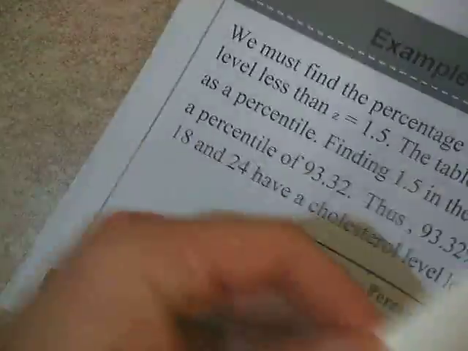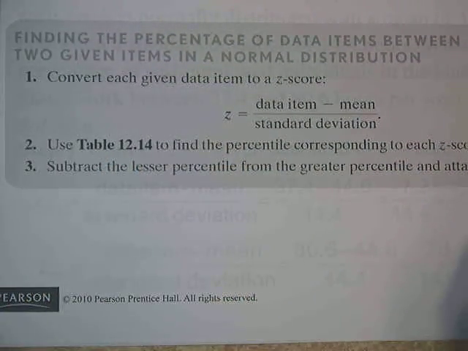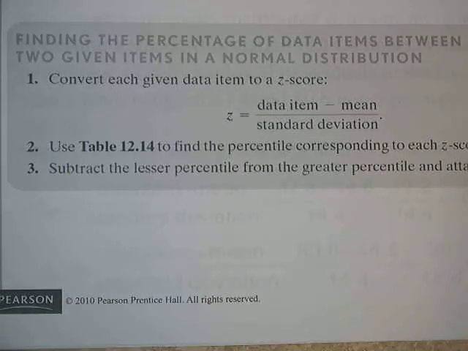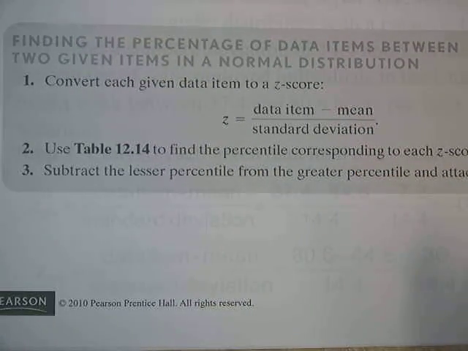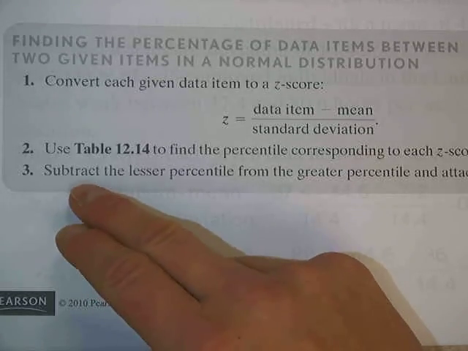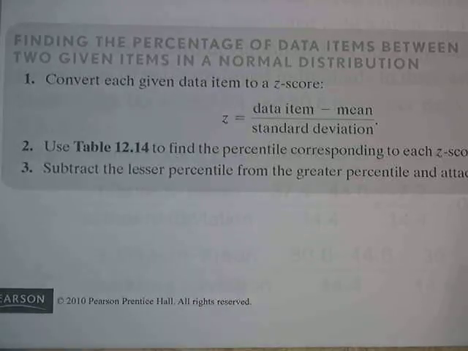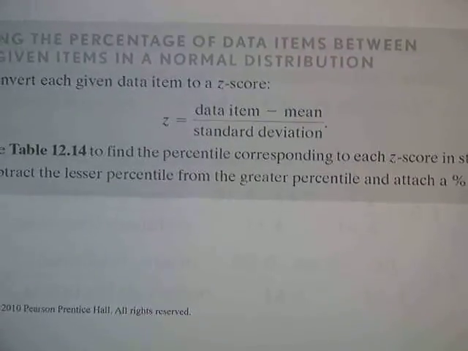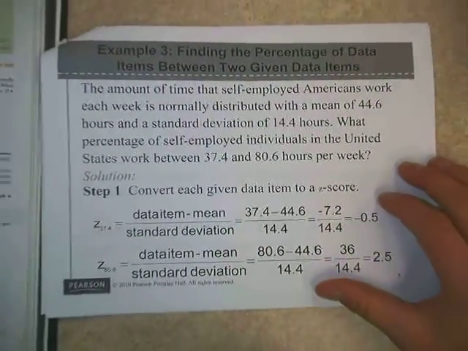Now, third case that we're going to work with is dealing with what if we have to find a between situation. Okay? So if we want to know the percentage of data between two given items, what we're going to do is the following. We're going to convert each data item to a z-score, so we're going to be finding 2 z-scores. We're going to use the table to find the percentile that's corresponding to each z-score. And then what we're going to do is subtract the lesser percentile from the greatest and attach a percent sign. So that's kind of an overview of what we're going to do. Let's go ahead and see that in action then.